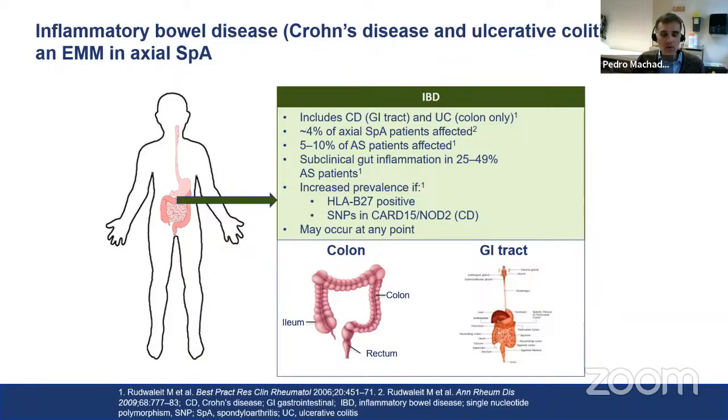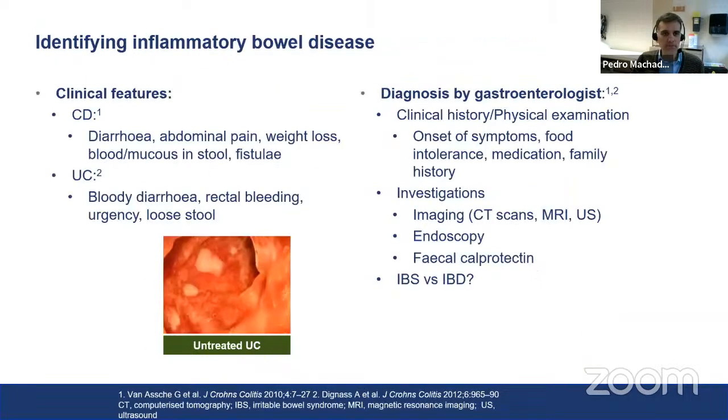And like all the other extramusculoskeletal manifestations, it can occur at any point in time. So before the onset of the back pain, or at an early disease stage or at a later disease stage. Clinical features: diarrhea, abdominal pain, weight loss, blood and mucus in the stool, and in more severe cases, fistula may develop, and this is more typical of Crohn's disease. In ulcerative colitis, you often see bloody diarrhea, rectal bleeding, urgency, and loose stools.